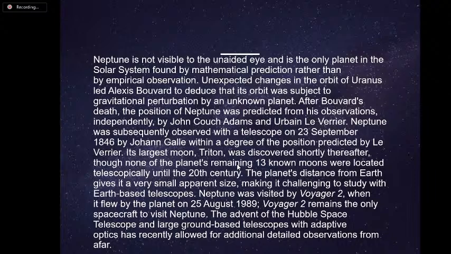The planet's distance from Earth gives it a very small apparent size, making it challenging to study with Earth-based telescopes. Neptune was visited by Voyager 2 when it flew by the planet on 25 August 1989. Voyager 2 remains the only spacecraft to visit Neptune. The advent of the Hubble Space Telescope and large ground-based telescopes with adaptive optics has recently allowed for additional detailed observations from afar.